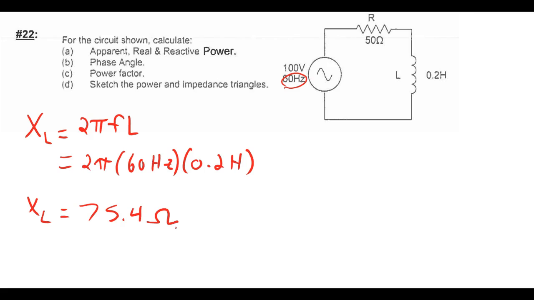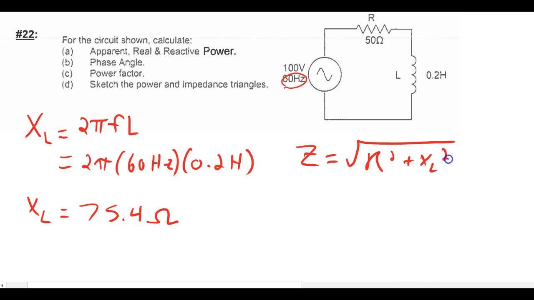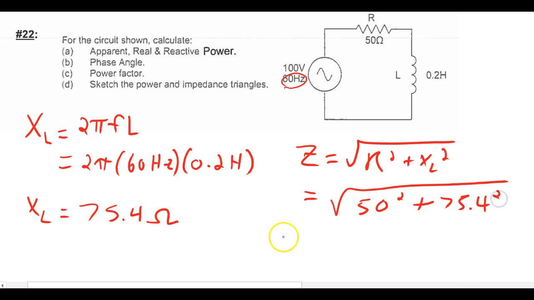Now, at this point, we could sketch the impedance triangle, I suppose. The impedance is given by Pythagoras' theorem, where Z is equal to the square root of R squared plus XL squared. And so we have the square root of 50 ohms squared plus 75.4 ohms squared, and we should come up with 90.5 ohms. Now that is the total impedance in the circuit.